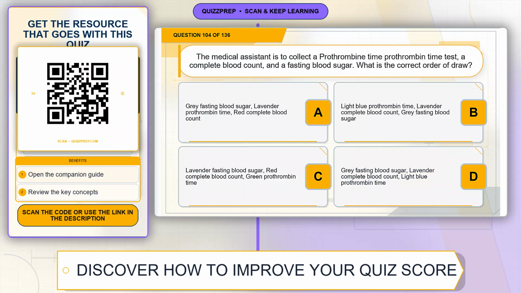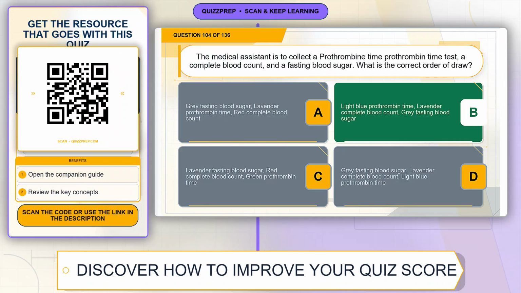Option C, lavender fasting blood sugar, red complete blood count, green prothrombin time. Option D, gray fasting blood sugar, lavender complete blood count, light blue prothrombin time. The correct answer is option B, light blue prothrombin time, lavender complete blood count, gray fasting blood sugar.